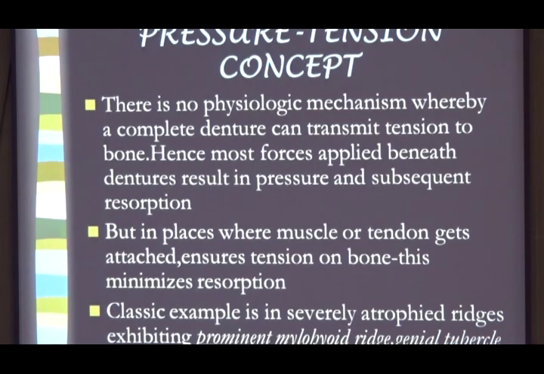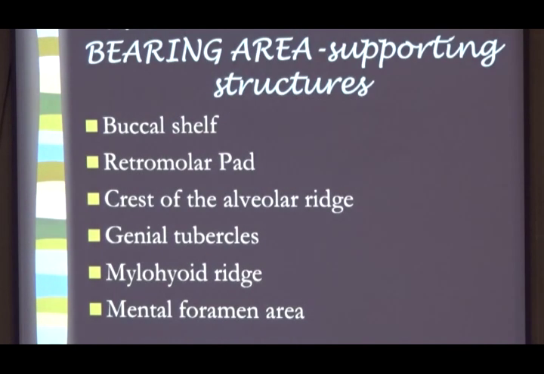So even in cases of severe resorption in patients, if you see, these areas will be almost on the surface of the ridge. Supporting areas, main support area is your buccal shelf area, which should not be missed in the lower. The second is retromolar pad. It is a support area. It is also a limiting structure. Distally, it is limited by the retromolar pad.